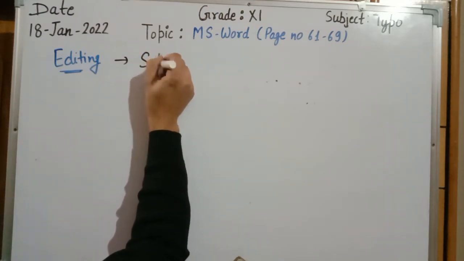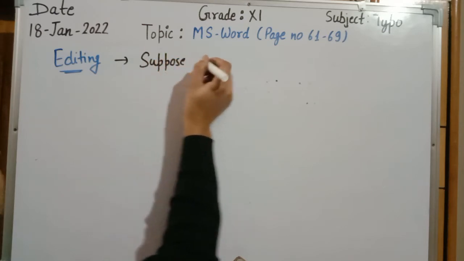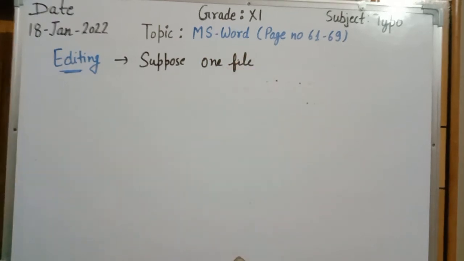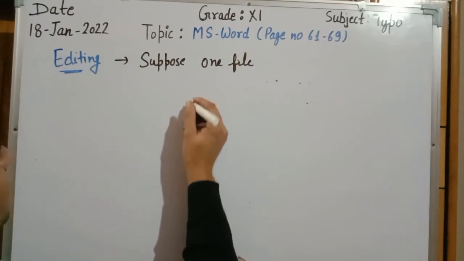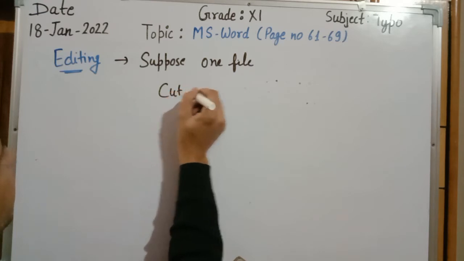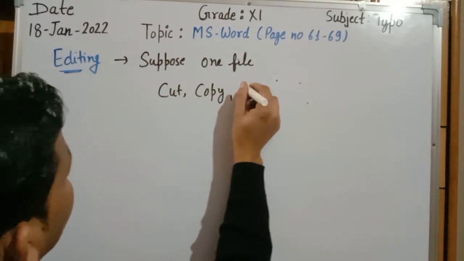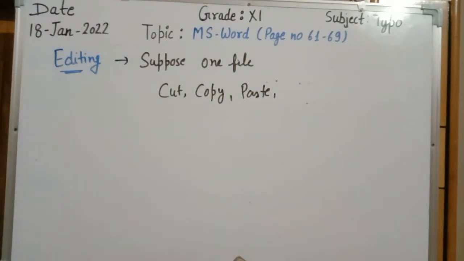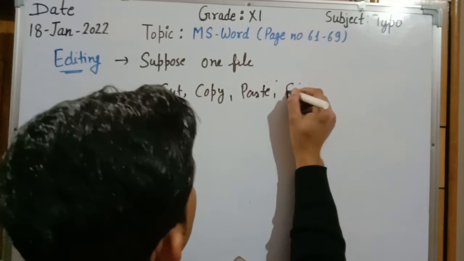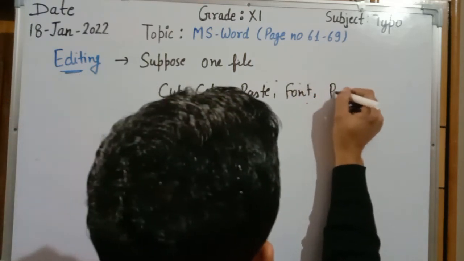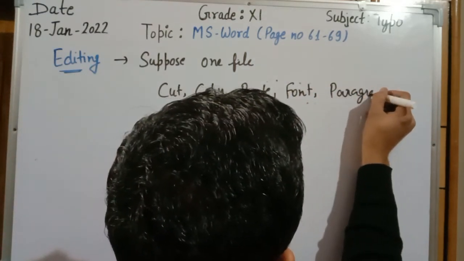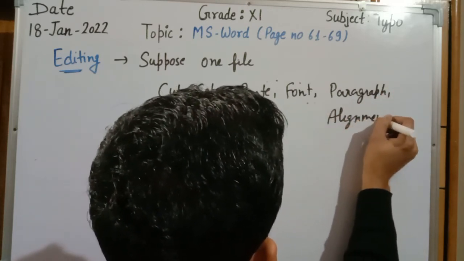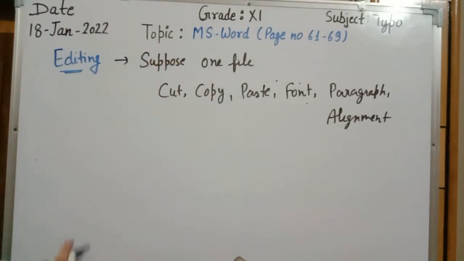Suppose we have one file and we want to perform editing. Which types of editing can we perform? We can perform cut, copy, paste, and also font, paragraph, and alignment editing. All these types of editing are possible in a text.